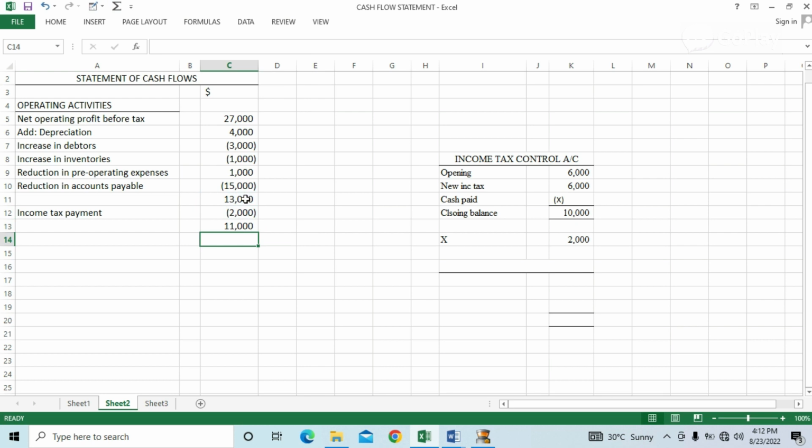So I'll subtract the income tax payment from the first one, and that will give me my net flow. So actually here is my net flow from operation, or better still, I can decide to write it here. So net flow from operating activities.